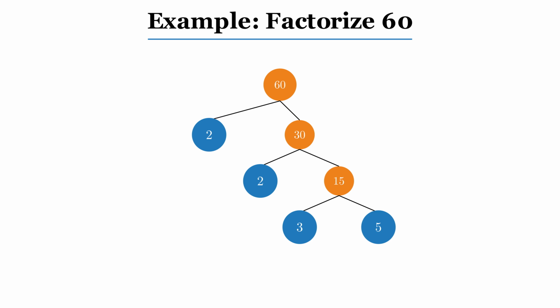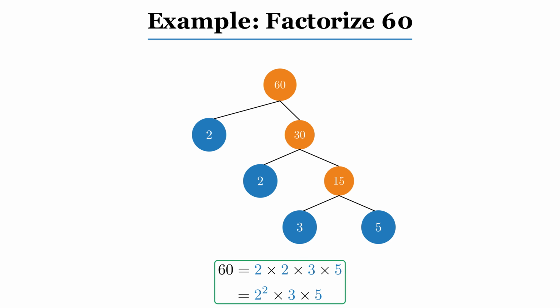So the prime factors we used are 2, 2, 3, and 5, which means the prime factorization of 60 is 2 times 2 times 3 times 5, or written in exponential form, 2 squared times 3 times 5. Let's see another example to make the idea clearer. Consider the number 84. Again, we start dividing by the smallest prime number.